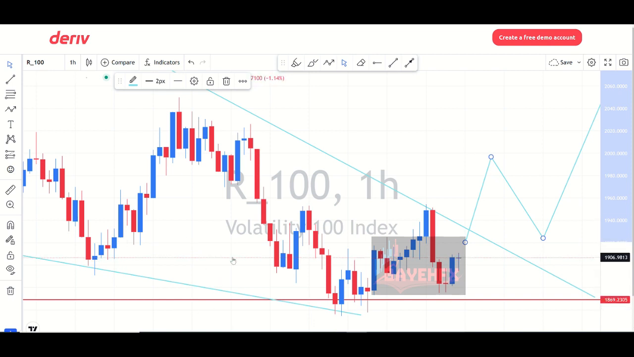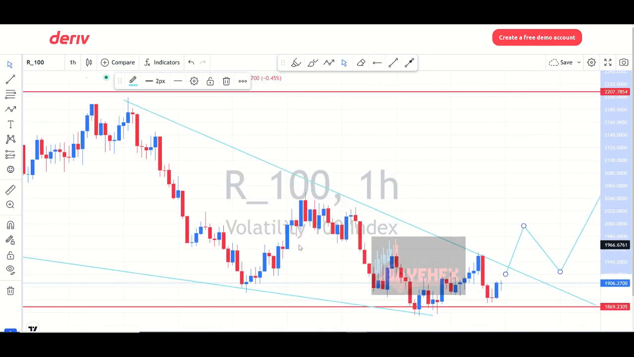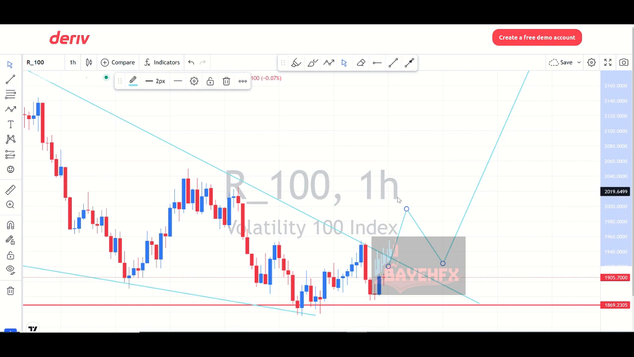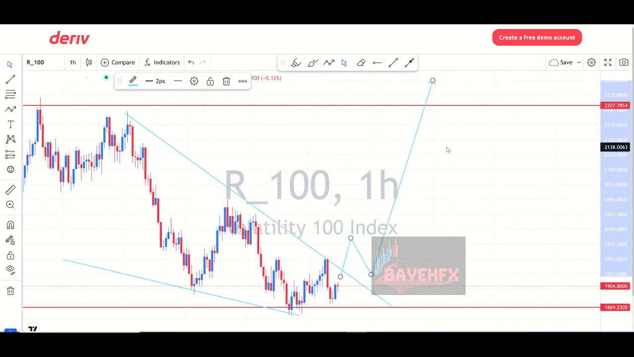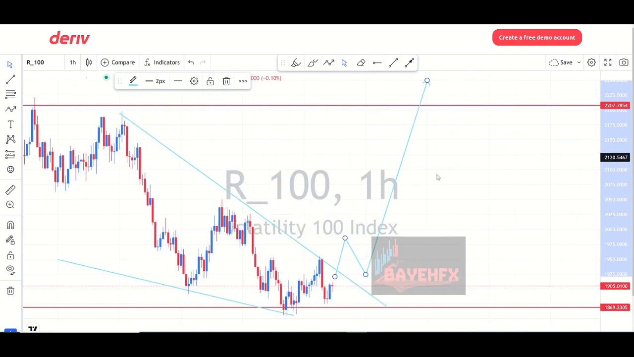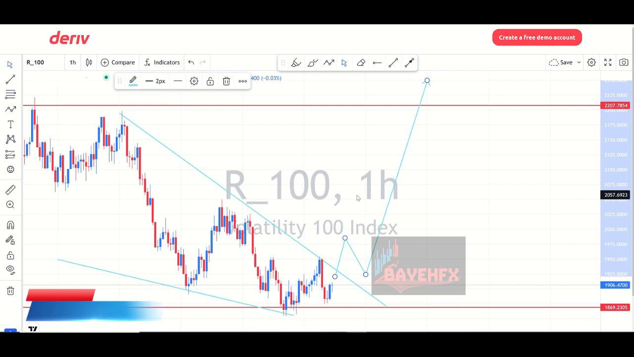Yes, as you can see, we're still in a downtrend because we haven't created a new high. So for us to create a new high, it has to break out of this particular trend. Once we see a breakout here and it creates a new high here, we'll be looking for a nice retest, giving us a lower high, and then we start looking for buys to the upside. So that's the overall review on VIX 100 this week. So stay tuned.